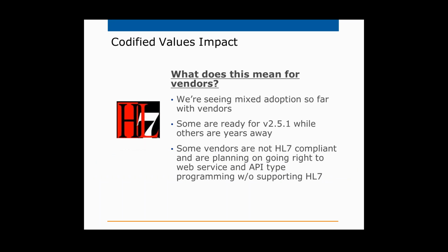Other vendors, though, might even be skipping 251 entirely. I've seen some vendors that don't do HL7 version 251, and they're not planning on it. They're going to do things like web services and API type work, which is related to FHIR, which I'm going to show you here in a little bit, and they're not even going to touch 251. So I just like to put that out there so that you can see that vendors are on the whole spectrum: using 251, in progress, and no plans to use 251.